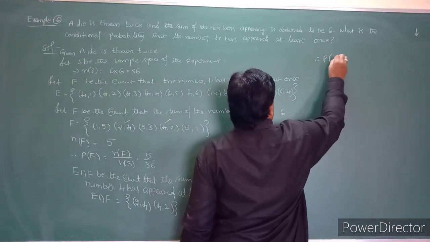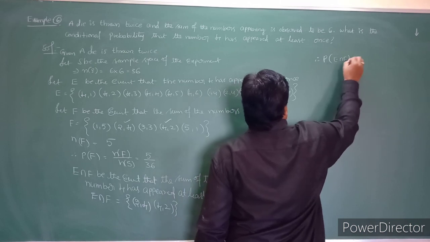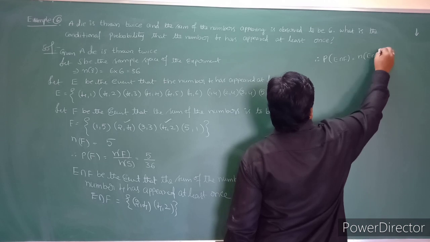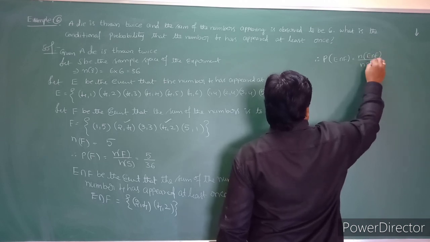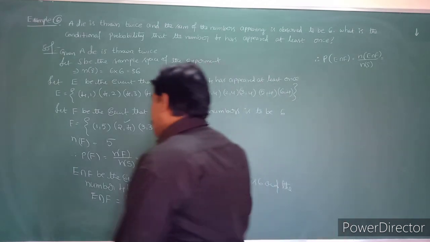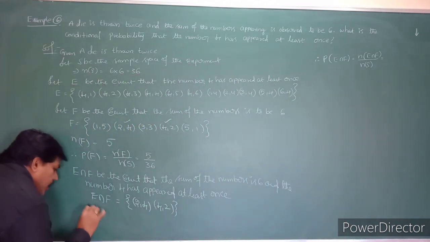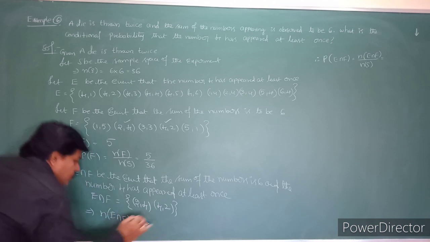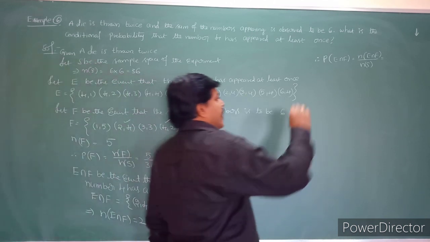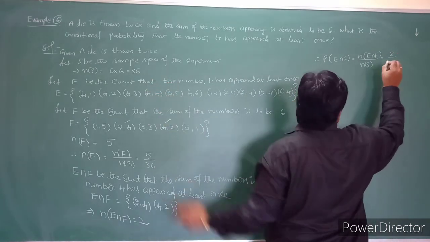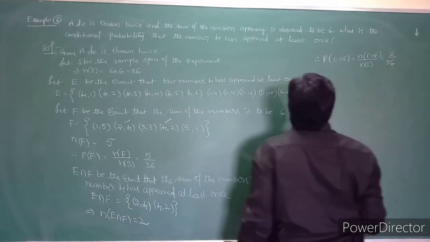Therefore, probability of E intersection F is equal to N of E intersection F by N of S. What is N of E intersection F? That implies N of E intersection F is equal to 2. 2 events are there. So you get 2 by N of S value. What is the N of S value? It is 36.